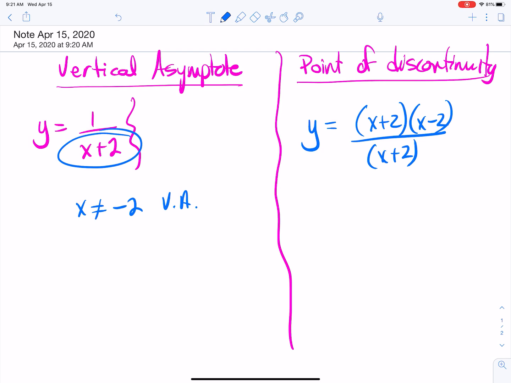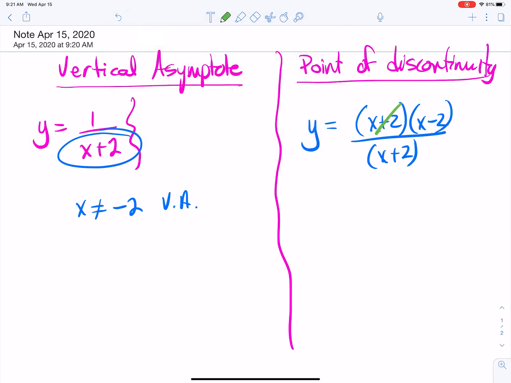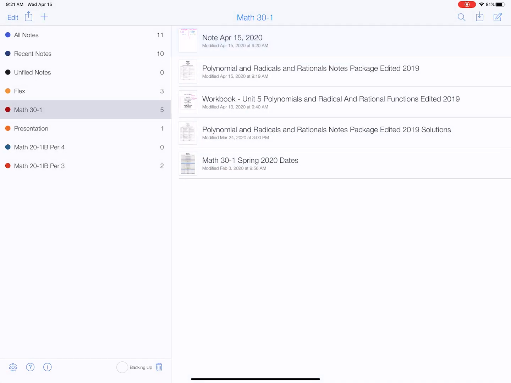Okay, we have a different equation here. Do you see that if we simplified this, this would go away and we would end up with this simplified equation? When the factors cancel out, that's when we have a point of discontinuity, and we'll talk about what that looks like later. Okay, I'm going to go back to the notes.